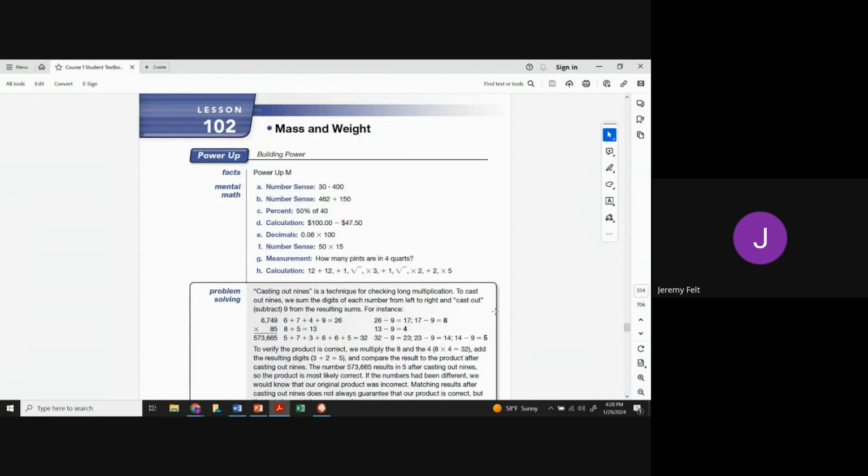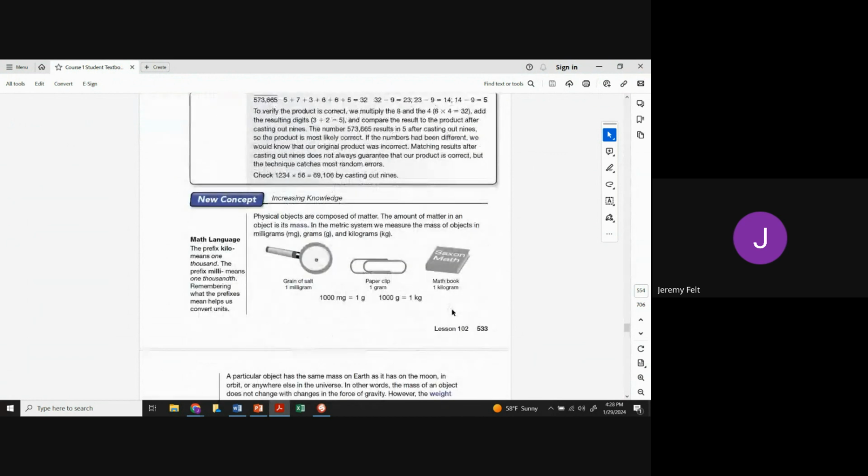So let's look at lesson 102. We're looking at mass and weight. So this will deal with some things in the metric system, which we don't use a ton of. They use it a lot in the medical field. They use it in other countries all around the world. I think there's 1 or 2 other nations that use the U.S. customary system, with miles and feet and pounds and ounces and inches and all of that, versus millimeters, centimeters, meters, kilometers, kilograms, milligrams, and all of that.